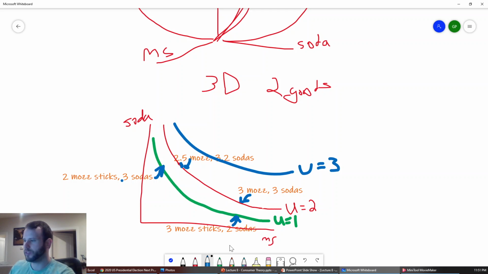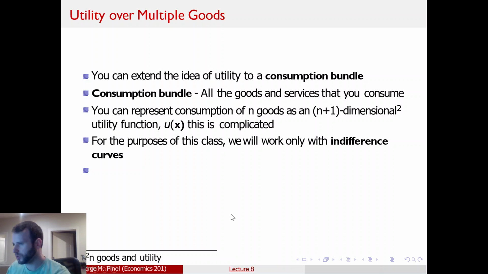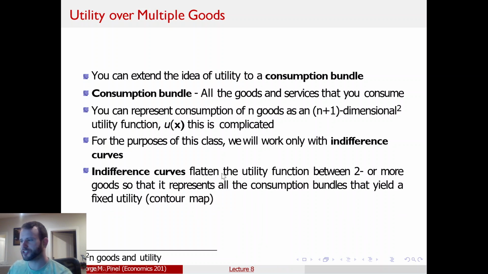You're indifferent between this bundle and this bundle, or this bundle and this bundle. Are we indifferent between this bundle and this bundle? Well, hell no, right? This bundle gives you a higher utility than this bundle. So being on the line means you're indifferent. Being on a higher line means that you're not indifferent, right? You get a higher utility. So indifference curves flatten the utility function between 2 or more goods so that it represents all the consumption bundles that yield a fixed utility. It's a contour map. It's another way of saying that.